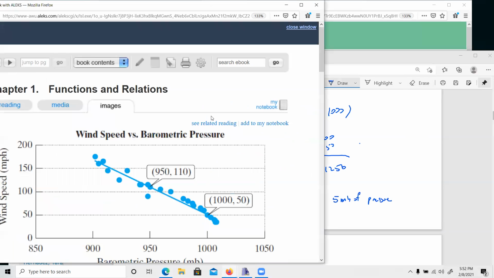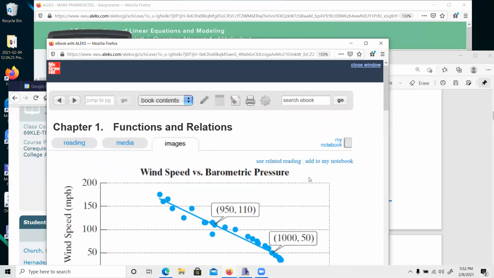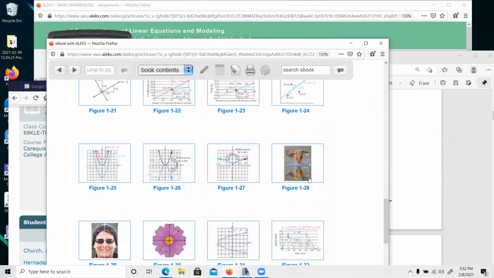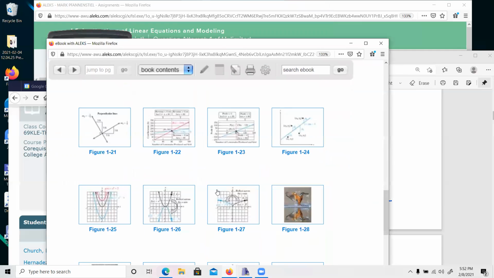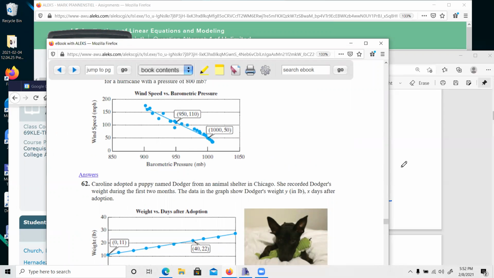Okay, oops, what's going on? Sometimes. Really? Okay. I don't know. What did I do? Oh, images. I don't want images. I just want reading. Okay.